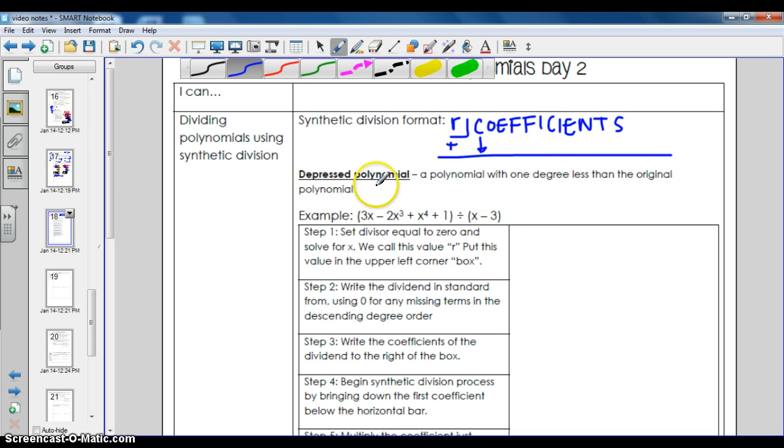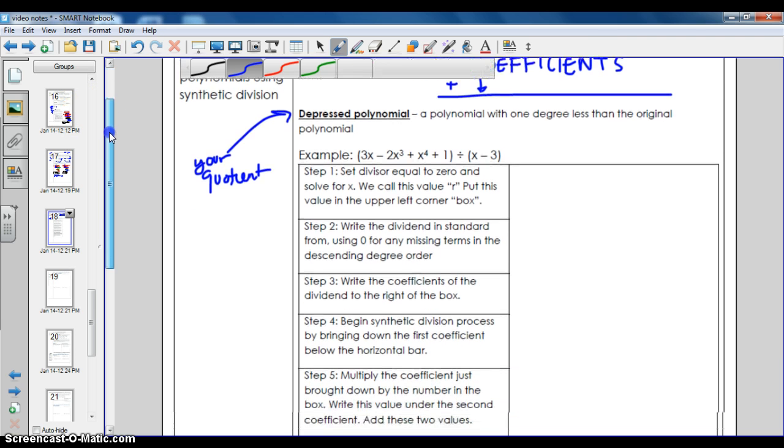But a depressed polynomial is a polynomial with 1 degree less than the original polynomial. So we are going to see that today. Your quotient will be this depressed polynomial. So let's go ahead and follow these steps.